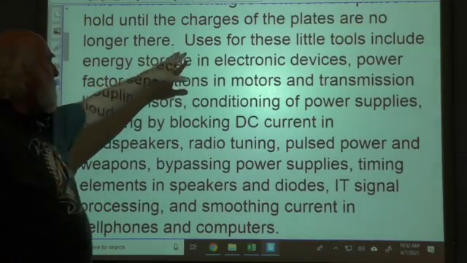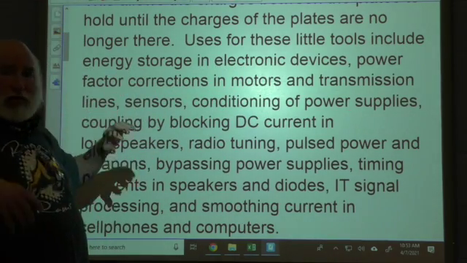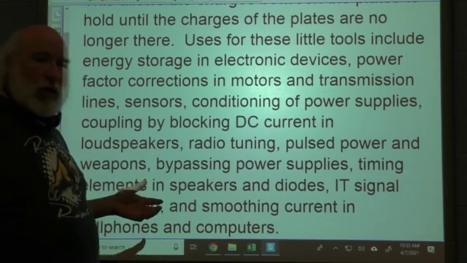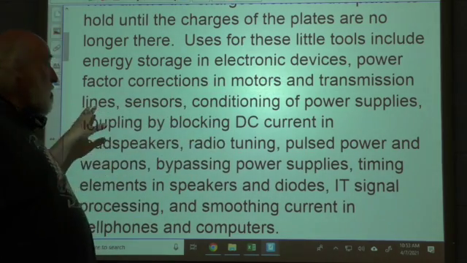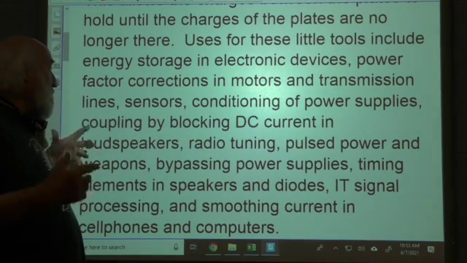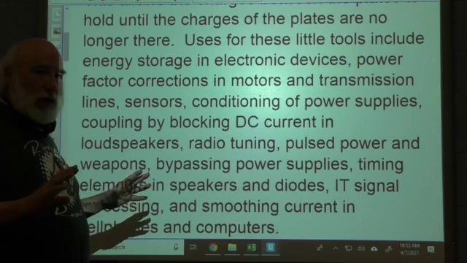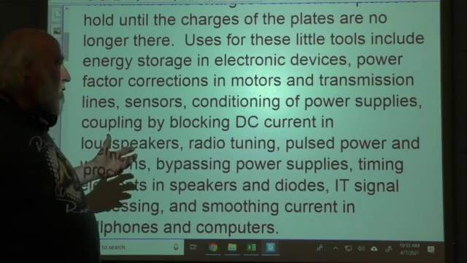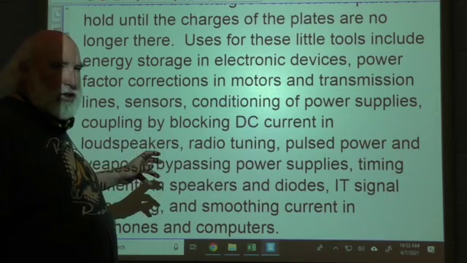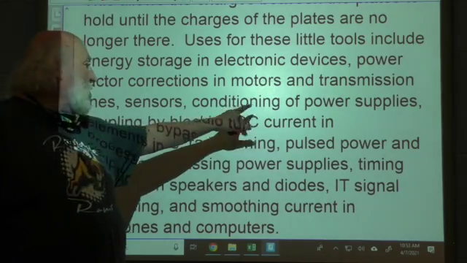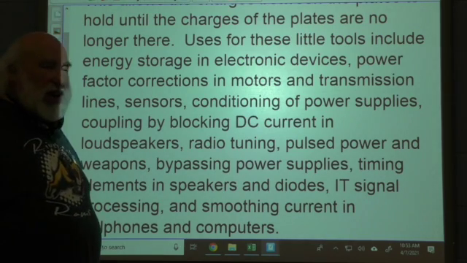There's a ton of them. So I'll just read it real quick. Uses for this are energy storage in electronic devices, particularly like cell phones and Game Boys and all that. Power factor corrections in motors and transmission lines, which I did not know about. Now I found that fascinating. Sensors, the car sensors in which certain things go off when something is not going quite right. They're able to follow the static electricity into some kind of monitoring system. Conditioning of power supplies, coupling by blocking DC current in loudspeakers. I think there's other examples of that too.